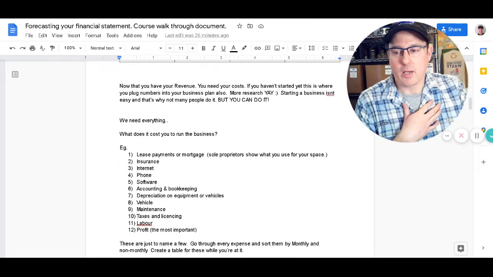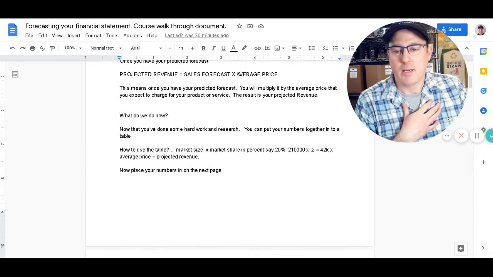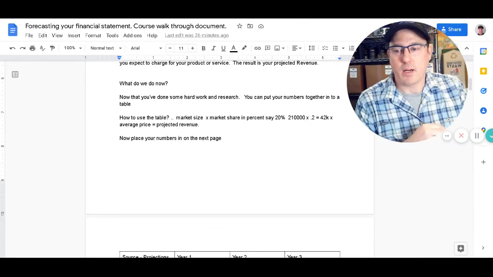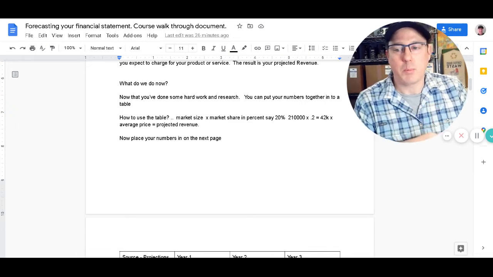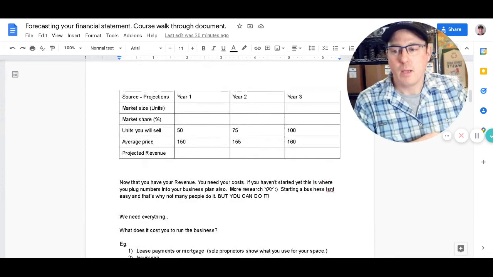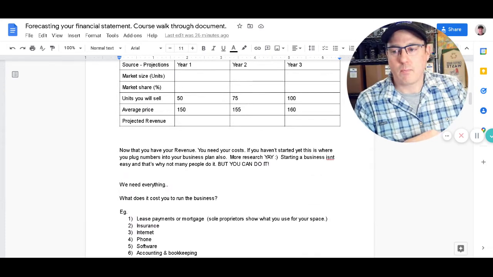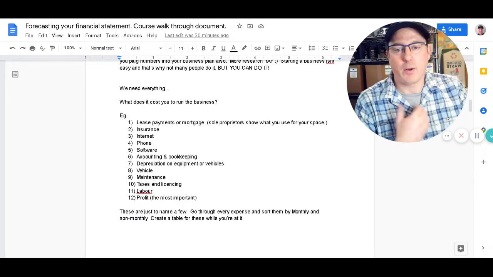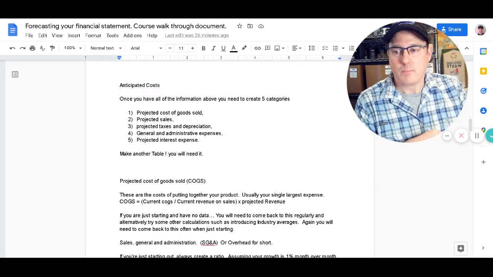And you're gonna take all that information and figure it out. So market size times market share percent, and then you're going to times that price, and that's going to get your projected revenue. And then you're going to figure out your costs. So that's kind of in here as well. You're going to put all your costs into a few categories.